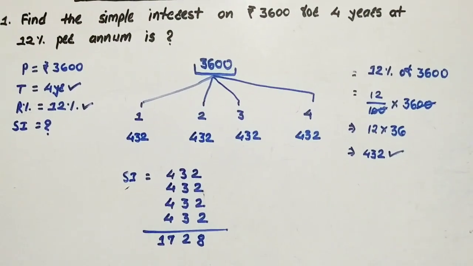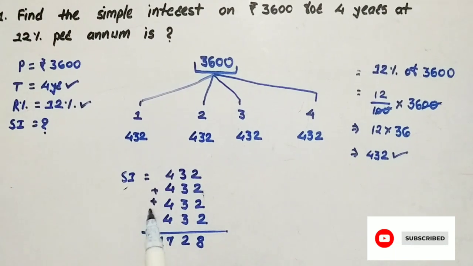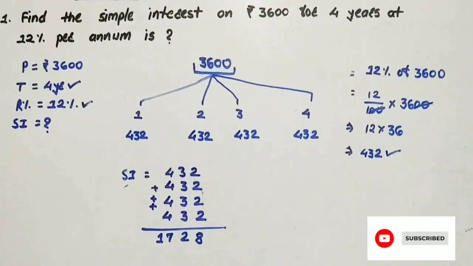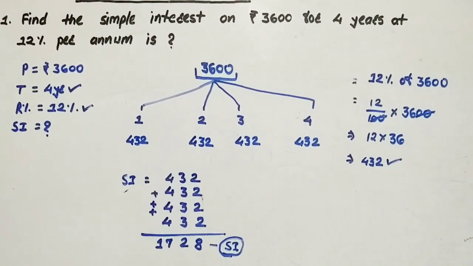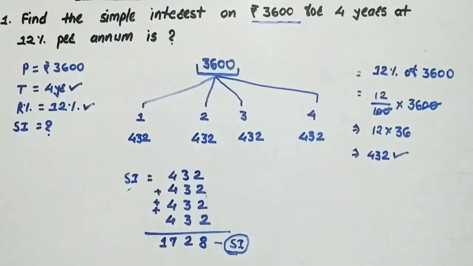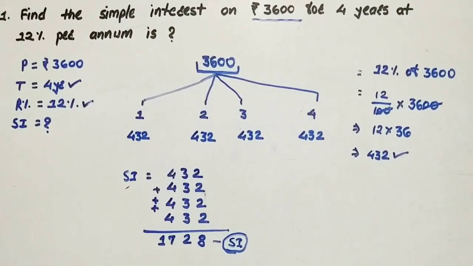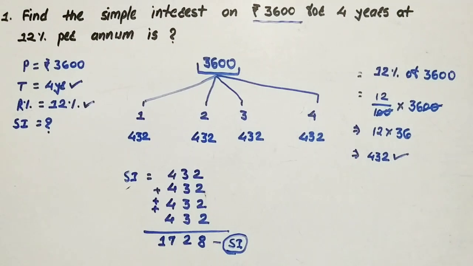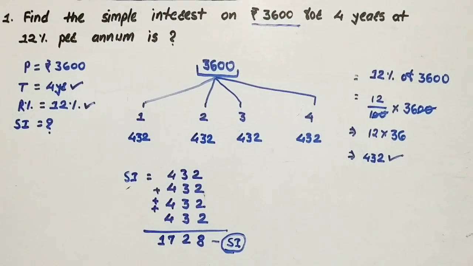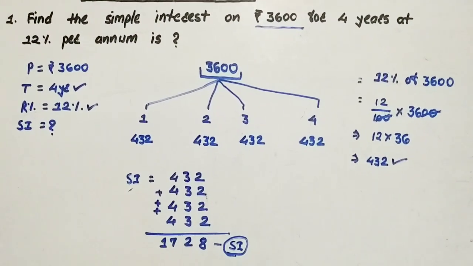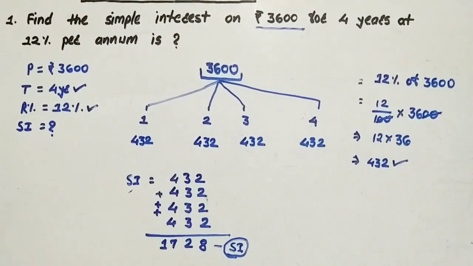So simple, we add all the interest, that is 432 plus 432, four times, and we will get 1728. That is the simple interest for 4 years on rupees 3600. I think this is clear to everyone. So we solve without formula. This is mental calculation, and this is very easy for every student in exam. So we keep practicing more problems, then we will become familiar with those types of questions, right?